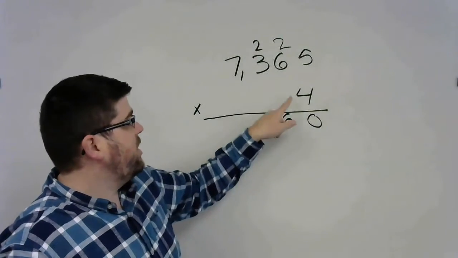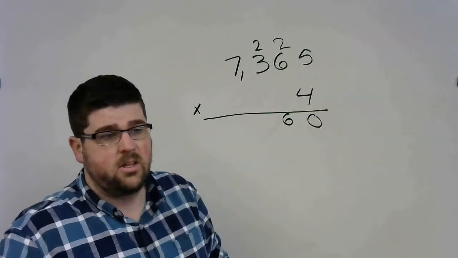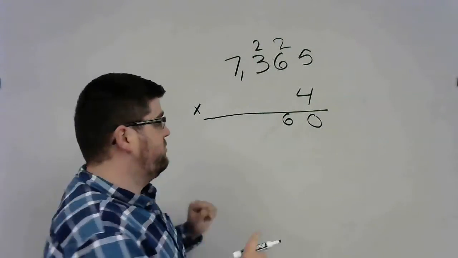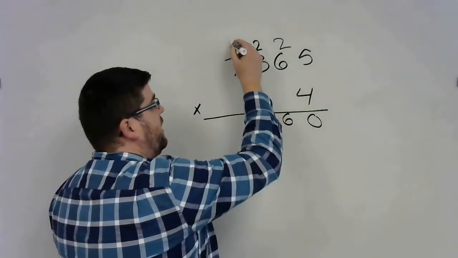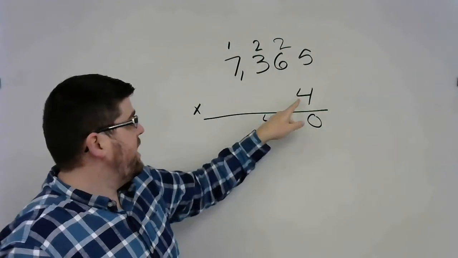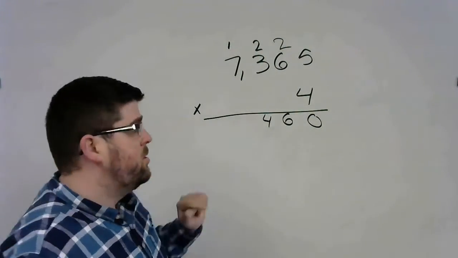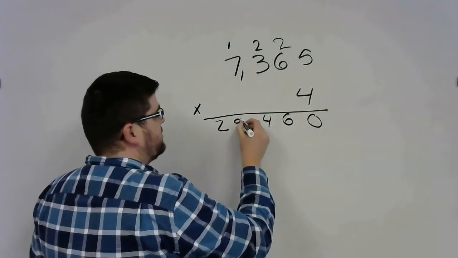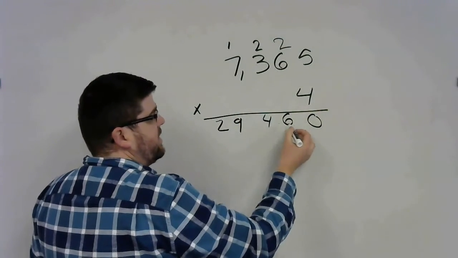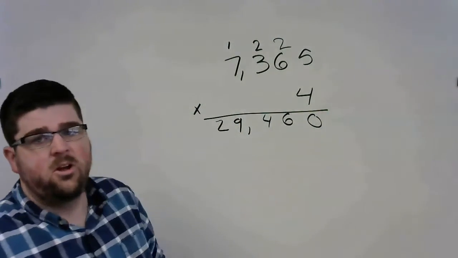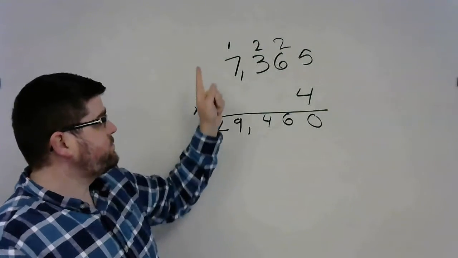I go to the hundreds column. 4 times 3 is 12, plus 2 is 14, so 4 in the basement and 1 in the attic. And last, I do 4 times 7 is 28, plus 1 is 29. Ones, tens, hundreds, and then I put my comma where I'm shifting to the thousands place.